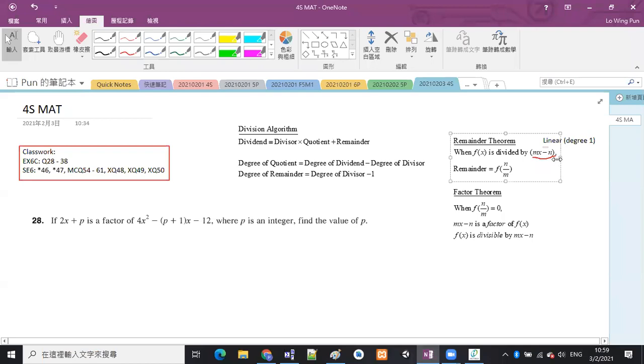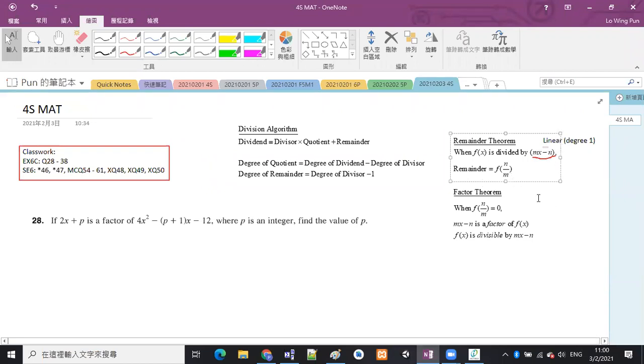When f(x) is divided by a linear polynomial, and if we do not care about the quotient, if we just care about the remainder, then the remainder can be calculated by substituting a number into f(x). That number is n over m. That is when you put the divisor to be 0 and then calculate the value of x. And that value of x will be the number that you need to substitute into f(x) to calculate the remainder. Okay, so that is called the remainder theorem. It is for you to calculate the remainder.